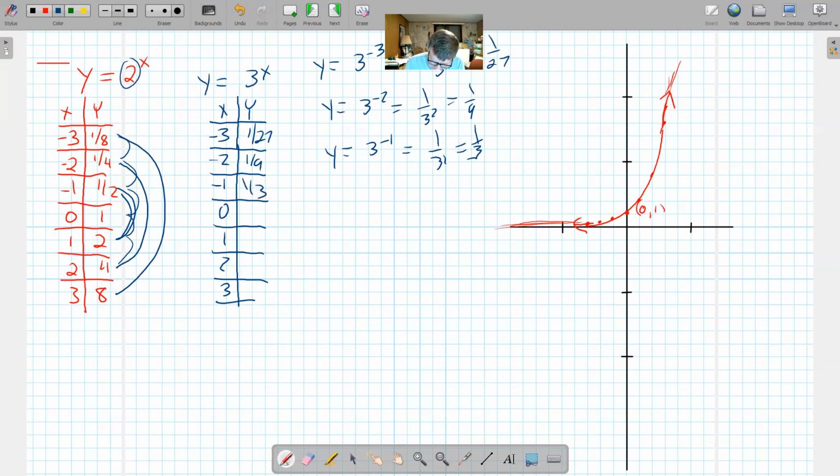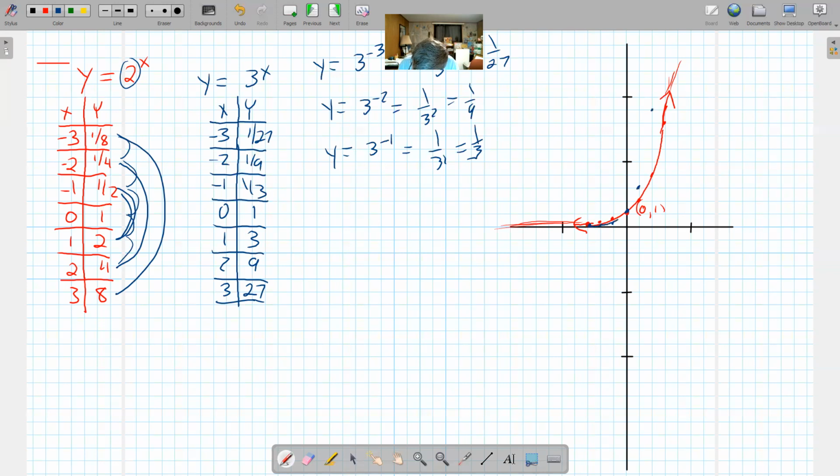3 to the 0 power is 1, 3 to the 1 power is 3, 3 squared is 9, 3 cubed is 27. So again, we've got that same reciprocal relationship going on, but now the values are tripling. So when x is -3, y is 1/27. When x is -2, y is 1/9. X is -1 is 1/3. 0, 1, 1, 3, 2, 9, 3, 27.